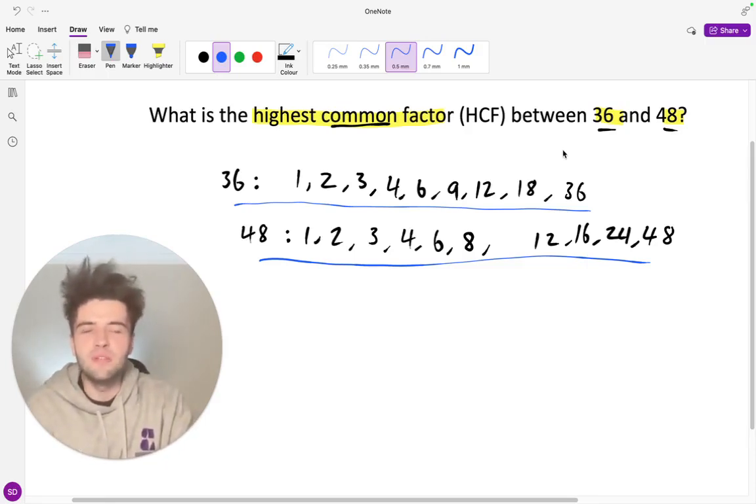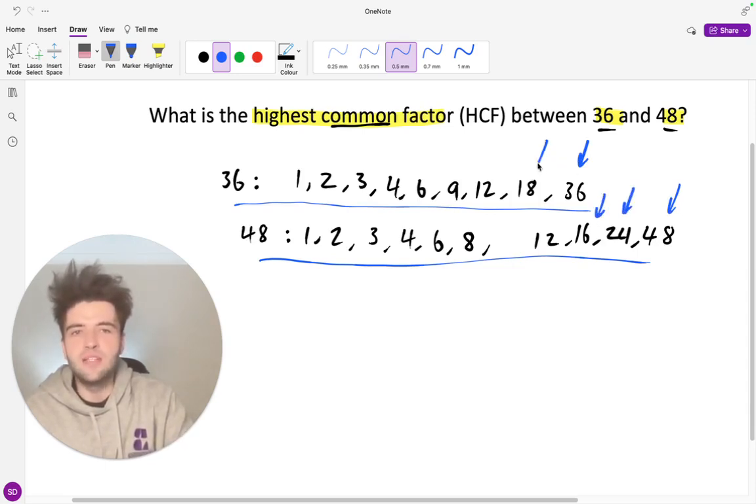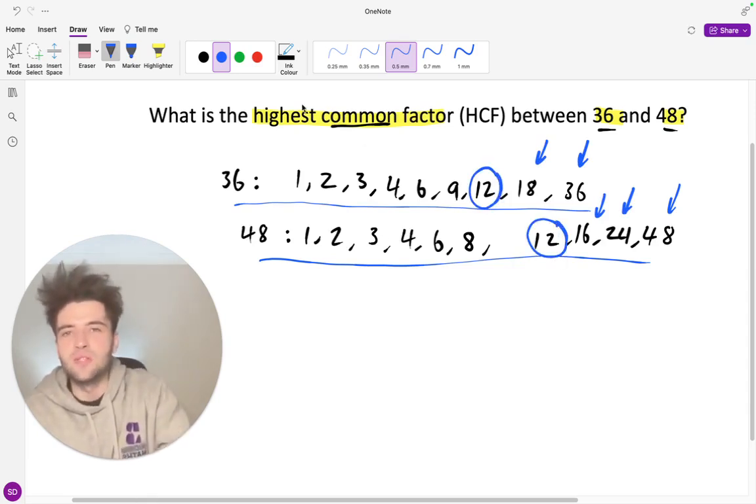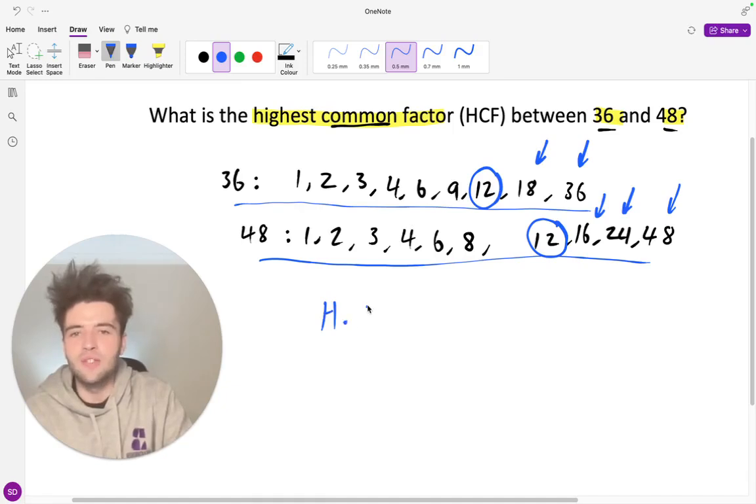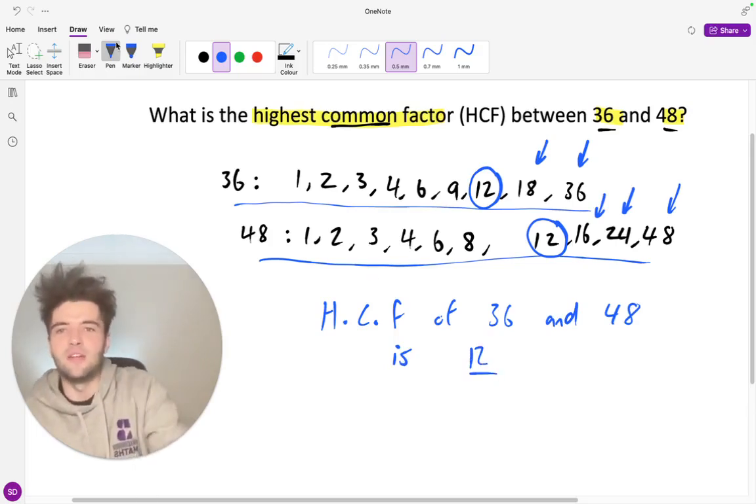Our next step is going to be to find the highest number that's on both lists. So we can see 36 is only on one list, and so is 48. 24 is only on one list, and so is 16, and so is 18. But then we come to the number 12, and we see that 12 is a factor of 36, and it's also a factor of 48. So we just circle that. We can see that our highest common factor, or HCF, of 36 and 48, is the number 12. So that's going to be our highest common factor, and that's going to be it for this question.